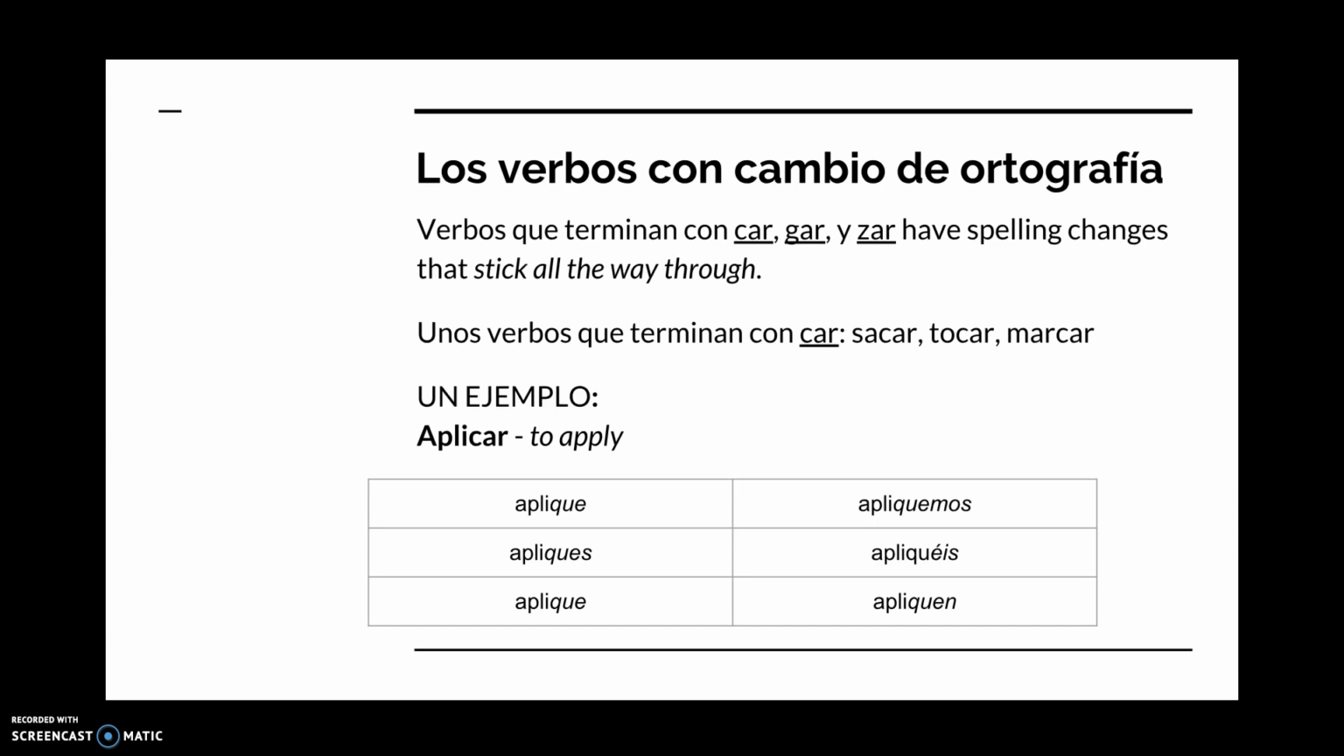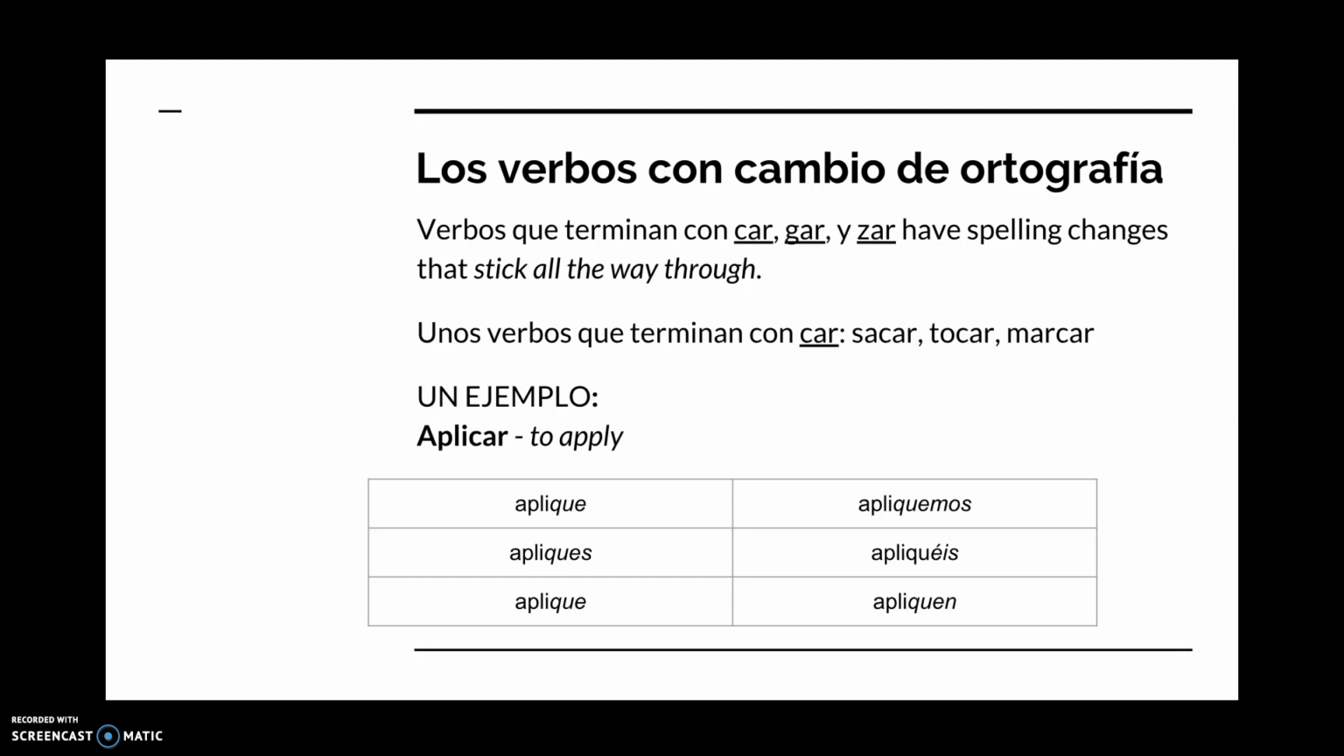And the one thing that you have to really note is just like in the preterite, verbs that end with car, gar, and zar do have spelling changes, but they stick all the way through. It's not just a yo form thing. It applies to every single conjugation. You'll note that I have 3 conjugation charts for examples there.